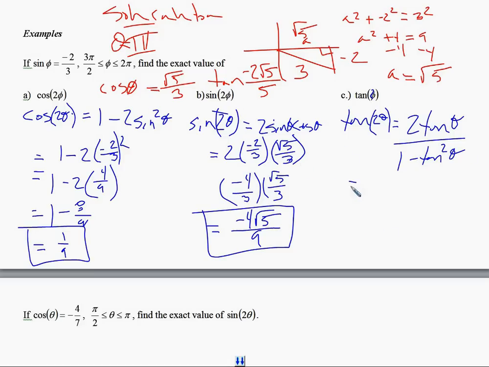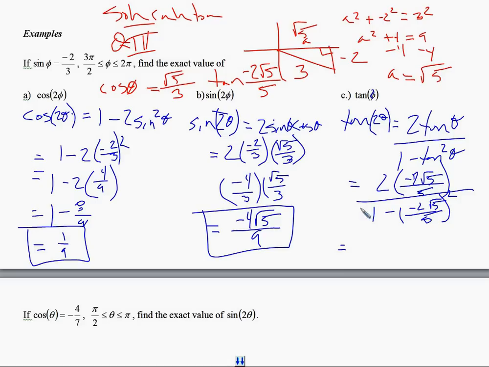And then again, it's really about substitution in these problems. So I get 2 times the tangent, which is negative 2 times radical 5 over 5. All that over 1 minus negative 2 radical 5 over 5 squared.